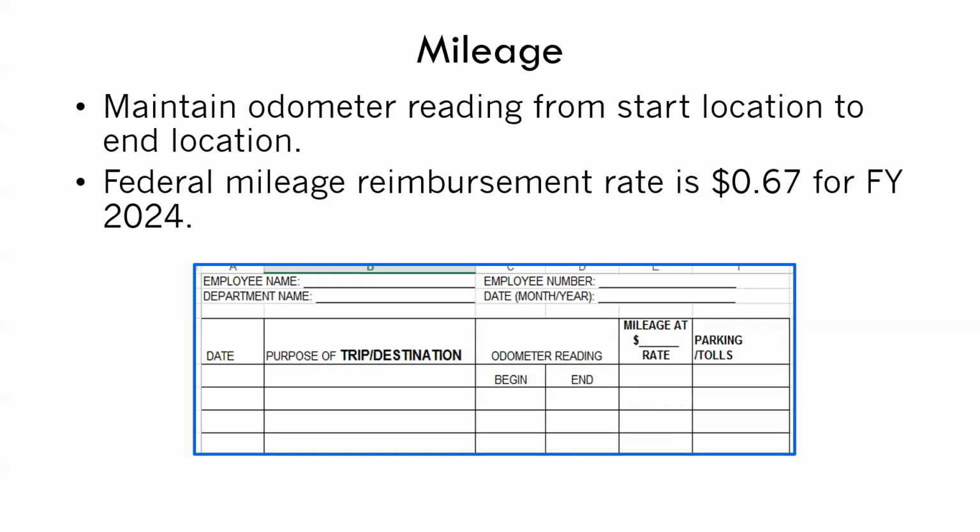Again, maintain your mileage, the odometer reading from the start location to the end location. The federal mileage reimbursement rate is 67 cents. The form that we have on the website, I think it's attachment B for the budget, I need to update that because it does not have the correct cents. So I will be doing that hopefully by the end of day tomorrow. We go by the federal rate, and this is also the state rate, so it's the same.